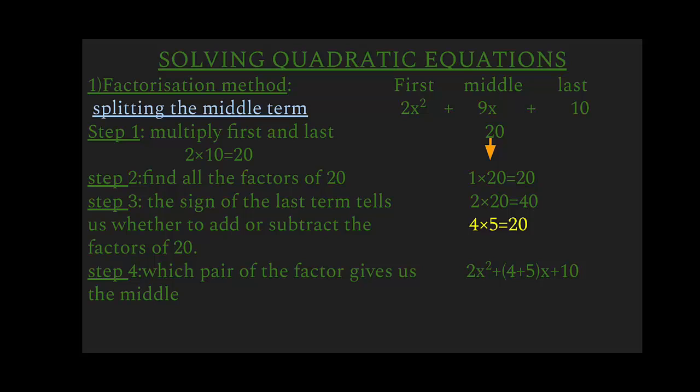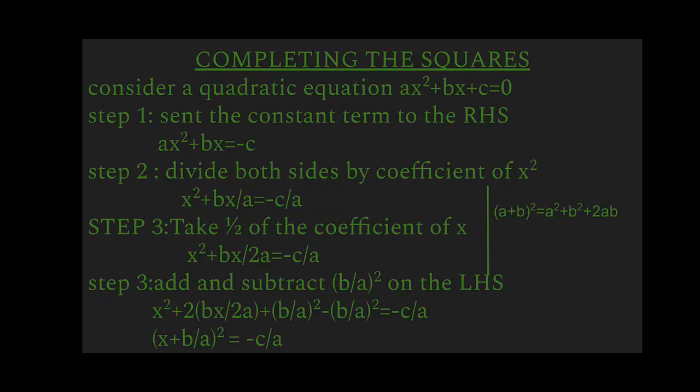Now step number 4 is which pair of the factors gives us the middle term. Like I've explained, after adding you should be getting the middle term, which is 9. So 4 plus 5 will give you 9. So these are the steps used in finding the roots of a quadratic equation. That is the first method.